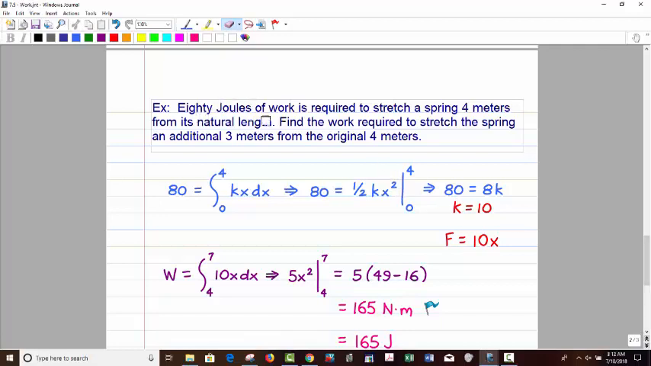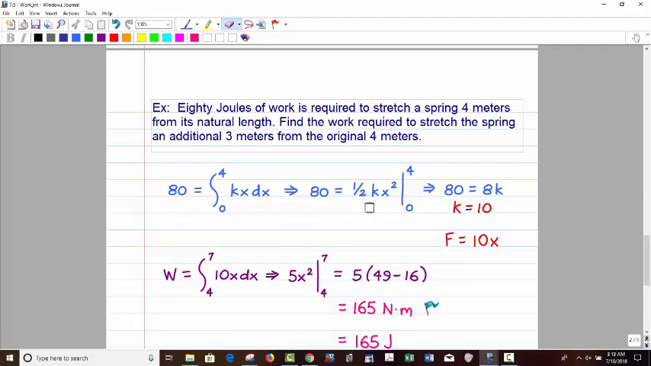So this says 80 joules of work is required to stretch a spring 4 meters from its natural length, meaning natural length starting at 0. So this time we know the work answer. The work answer will be 80. And from 0 to 4, we don't know K, and of course that's always Kx dx right there. So what we're trying to do is integrate this, then algebraically solve for K. So once you kind of see how it's set up, it's not hard to solve. But see, the work is already known here.